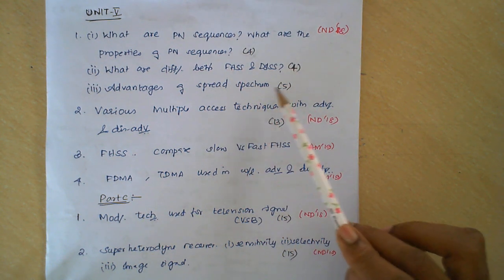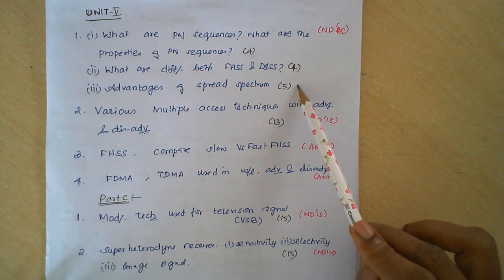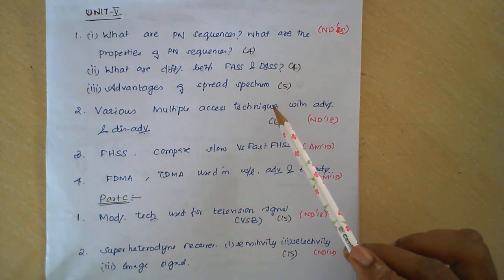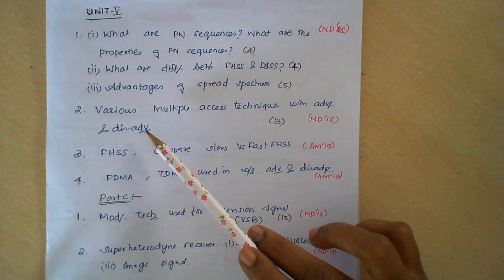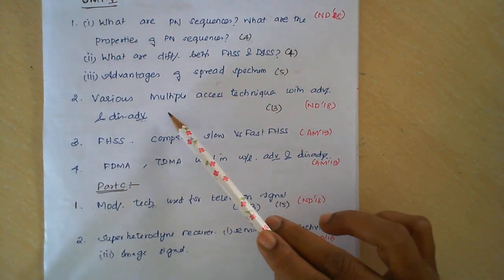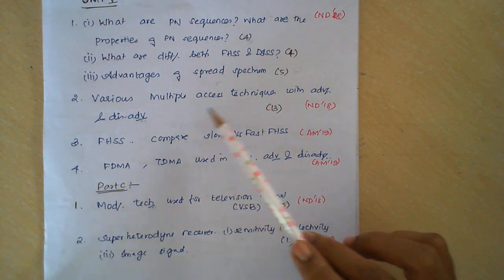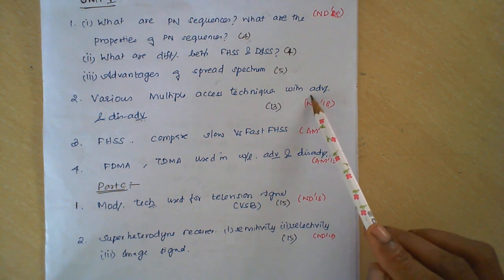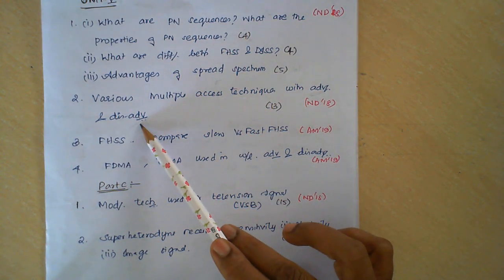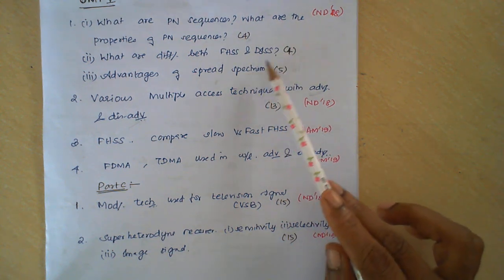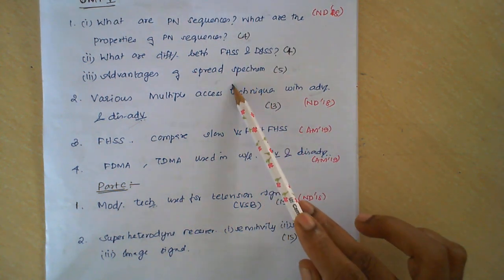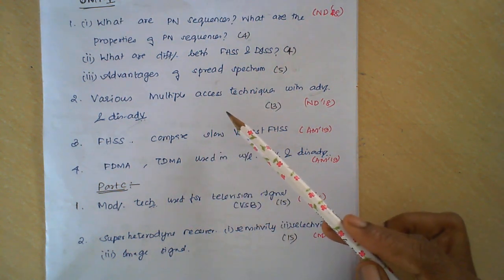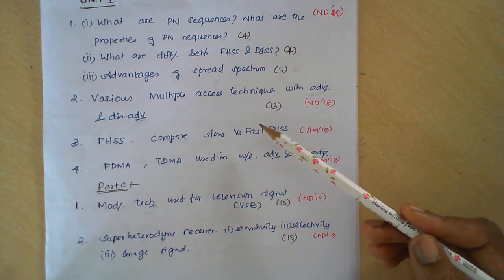And what are the advantages of spread spectrum? They have allocated 5 marks. Write at least 6 points. That is, if it is 5 marks, write at least 1 extra point to get full marks. Next, in the next question, they have asked about various multiple access techniques with advantages and disadvantages. Whenever under this 5th unit, they are more particular about the advantages and disadvantages. So for all the cases, you should know the advantages and disadvantages of spread spectrum, frequency hopping, time division multiple access, frequency division multiple access, or code division multiple access.